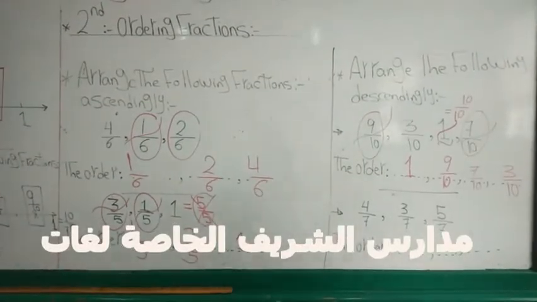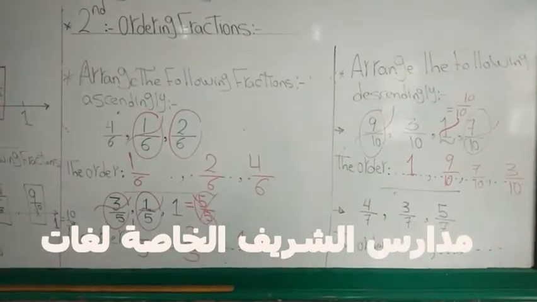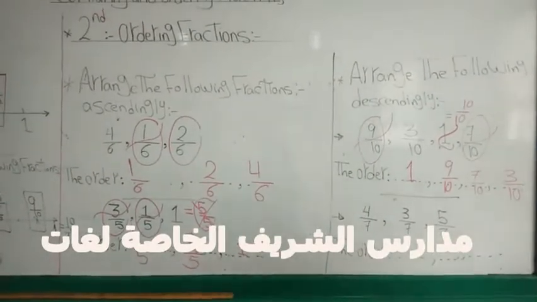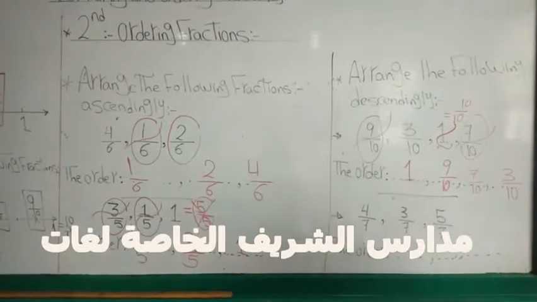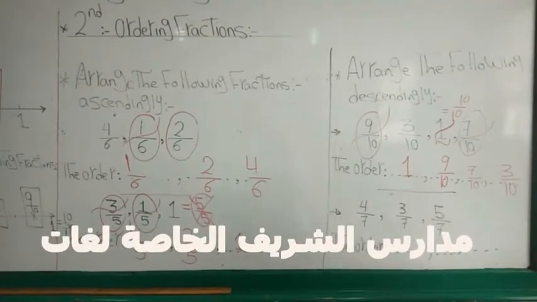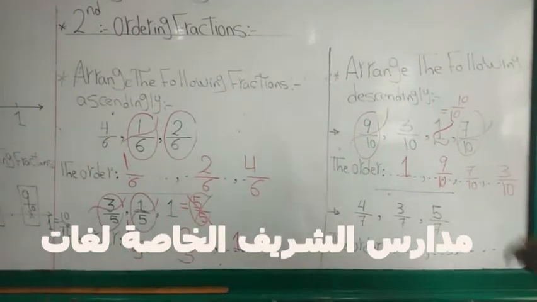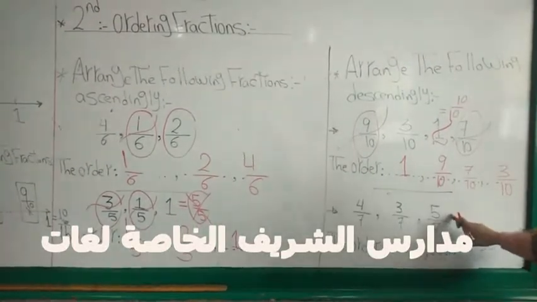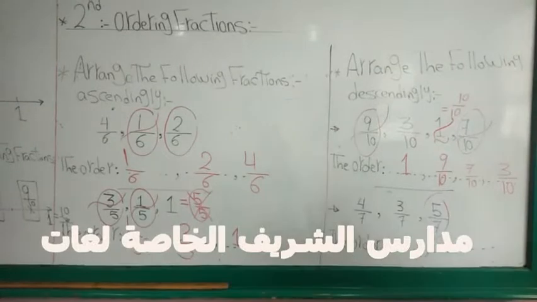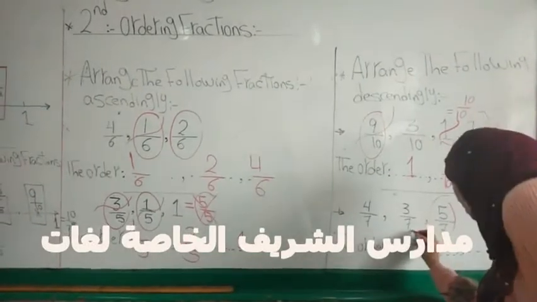and 4 sevenths, 3 sevenths, 5 sevenths. We have the same denominator. Okay, look at the numerator. 4, 3, or 5, which is the greatest numerator? Yes, 5 is the greatest numerator, so 5 sevenths is the greatest fraction. Write it.